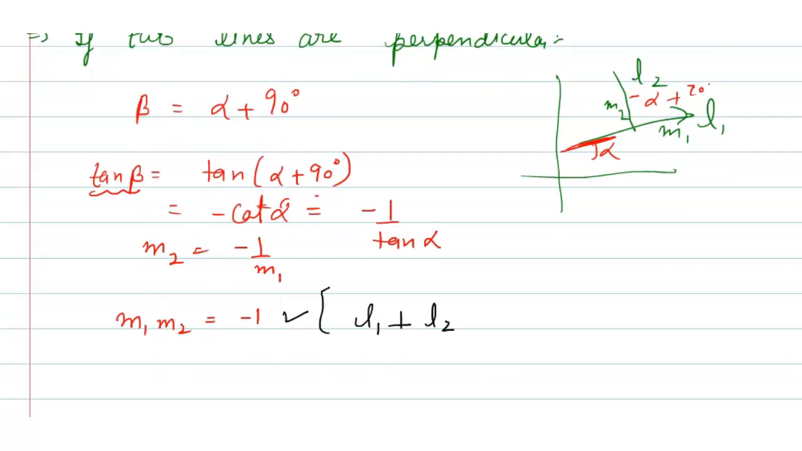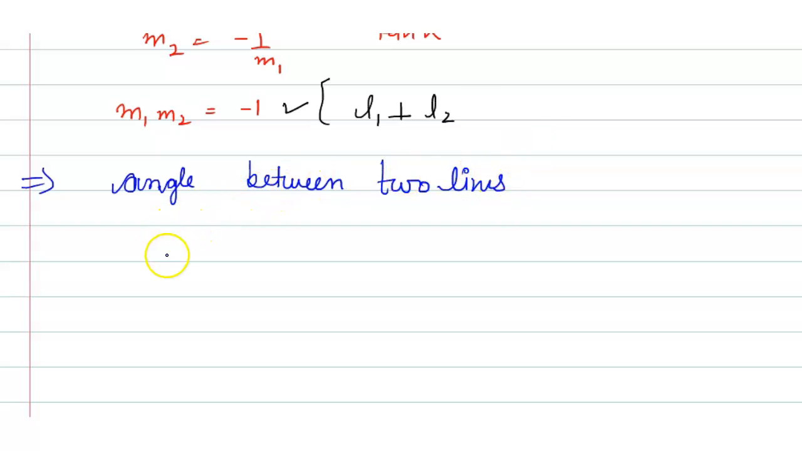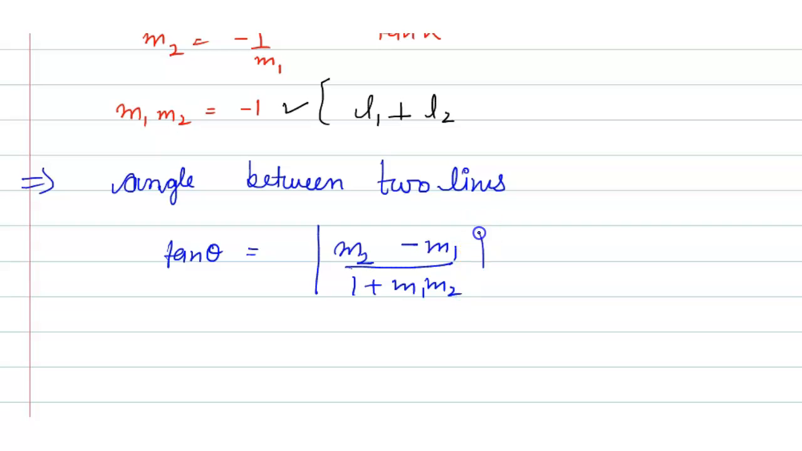Next, how to find the angle between two lines? Here the formula is tan theta is equal to the slope of line 2 minus the slope of line 1, upon 1 plus m1 into m2.